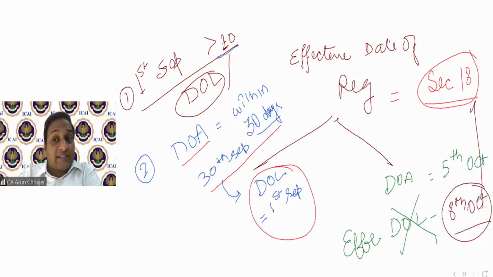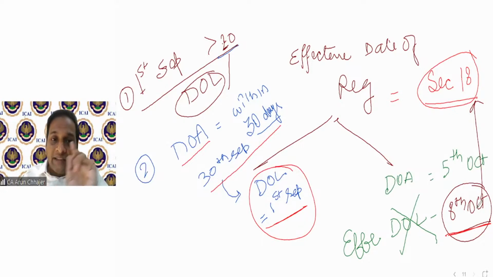What is the use, that we will discuss in section 18. But simply I can say it will have some impact on the ITC. So what is the problem? If I apply within 30 days, then the date of liability will become the effective date of the registration. If not within 30 days, then the date of granting the certificate will be the effective date.